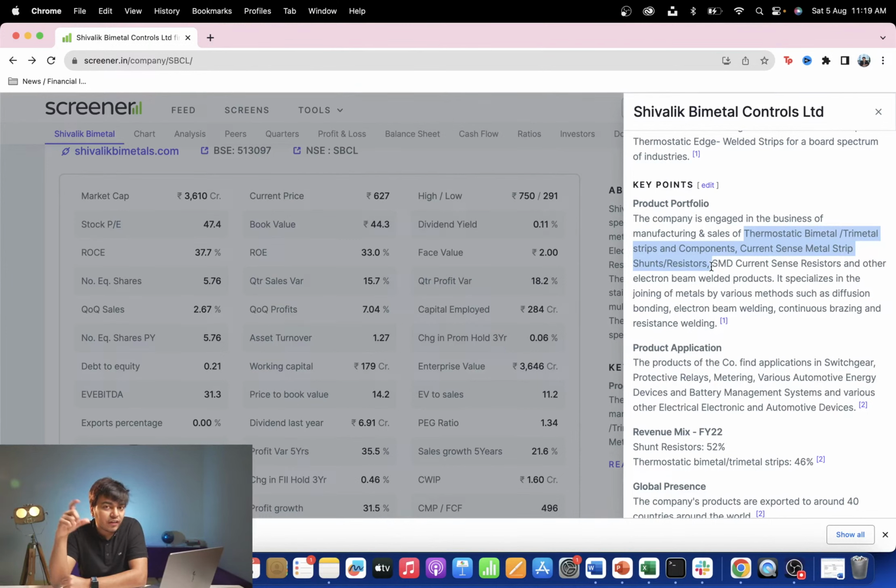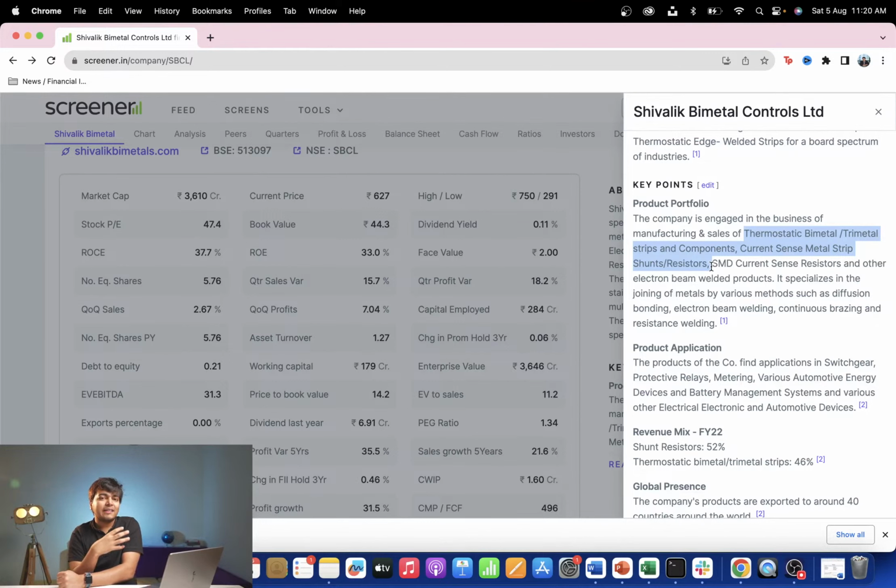So to give you an idea about the products of Shivalik Bimetals: since it is into the manufacturing of shunt resistors, these are an important component of the entire battery management system of electric vehicles. Electric vehicles have EV batteries, which are 50% of the entire component of the car. That battery requires an entire system, and for that system to work, we need shunt resistors. As you all know, there's a quick demand for these EV batteries, because there's a worldwide surge in the demand for EVs.